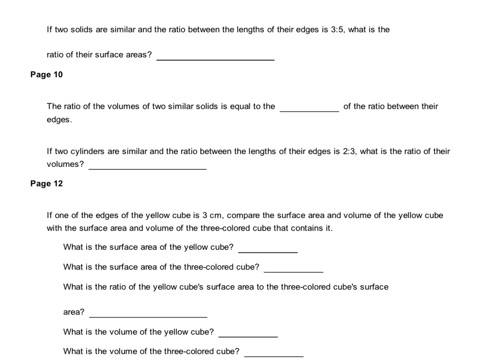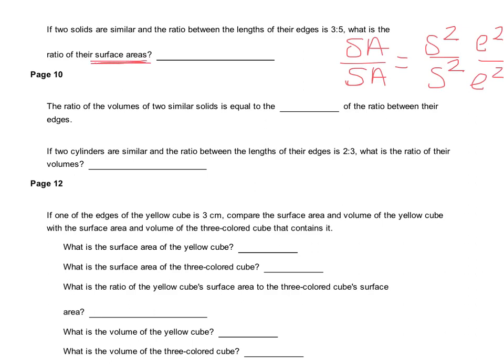So if two solids are similar and the ratio between the lengths of their edges is 3 to 5, what is the ratio of their surface areas? Well, remember we said that surface area to surface area was equal to the side squared over the side squared, or we could also say edge squared over edge squared. So in order to find the ratio of their surface areas, it's really easy. All I have to do is figure out what 3 squared is and what 5 squared is. Well, 3 squared is 9. 5 squared is 25. So the ratio of their surface areas would be 9 to 25.